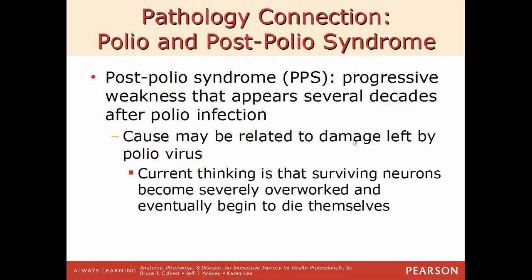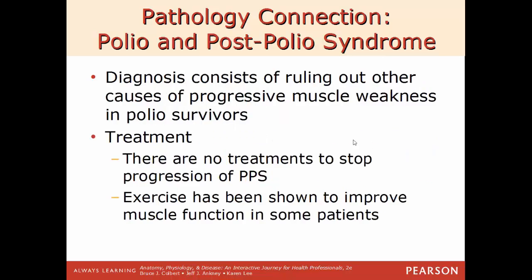Now, the current thinking is that surviving neurons become severely overworked, and eventually will begin to die themselves. The diagnosis really consists of ruling out other causes of progressive muscle weakness in polio survivors. You can't always assume it is going to be PPS. The treatment: there's no way to stop the progression of PPS. There are ways you can help to improve the muscle function, such as exercise.